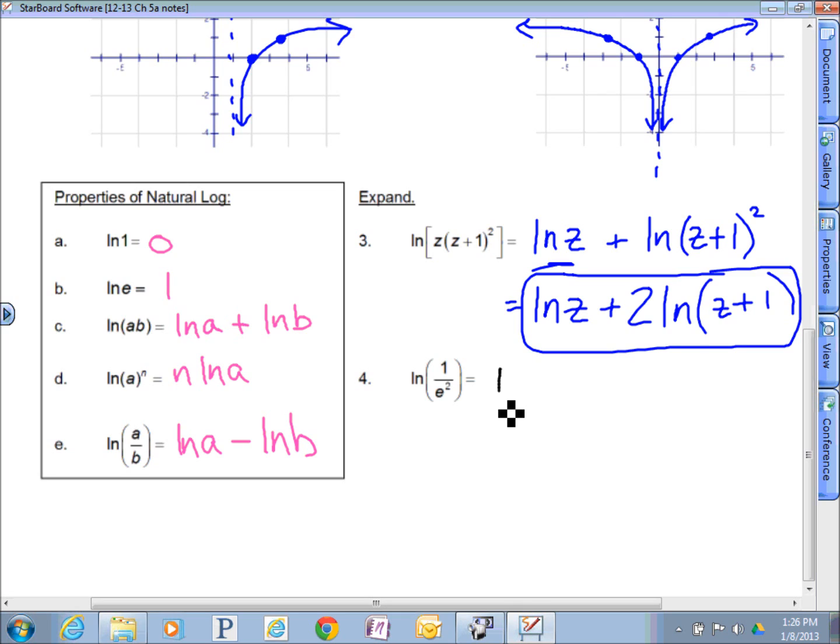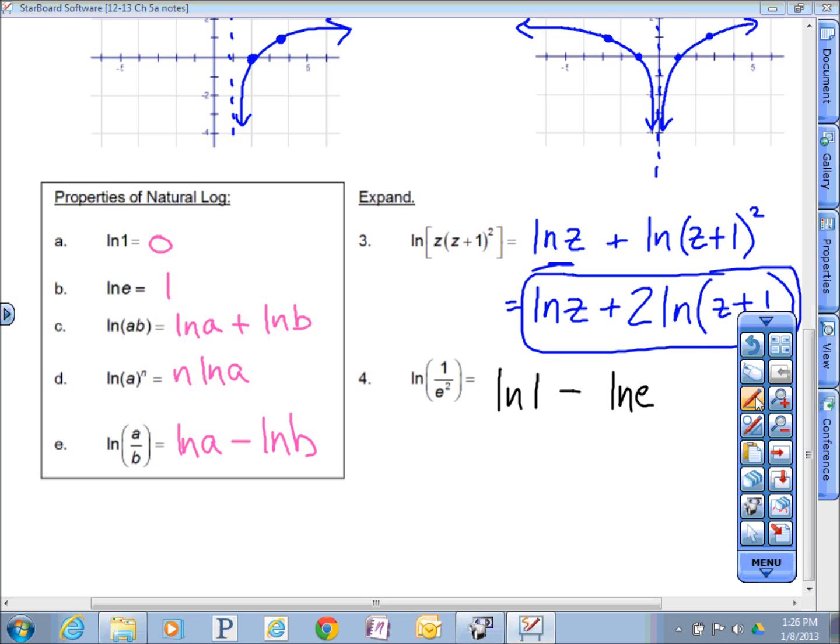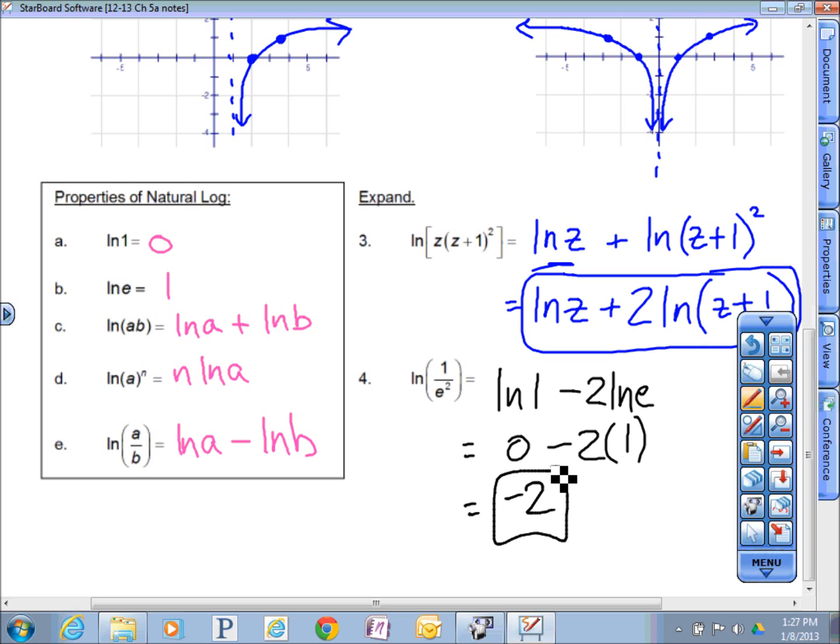Number 4, if I want to do the same thing, well, this time what I see is I've got a quotient, so let's write that as subtraction, natural log of 1 minus natural log of e being squared. Let's see, that square, hopefully we've already recognized that square could be written as a coefficient, so let's move it down there in front. Now, natural log of 1 is the same thing as 0. Natural log of e, according to our properties, is the same thing as 1. So we've got natural log of e being 1. Clean all that up. Negative 2.